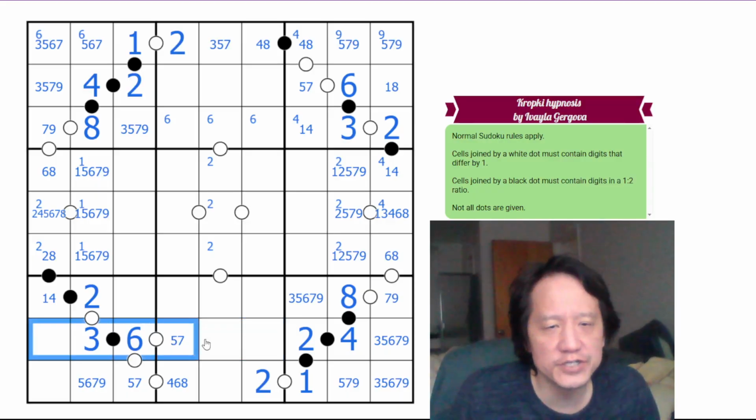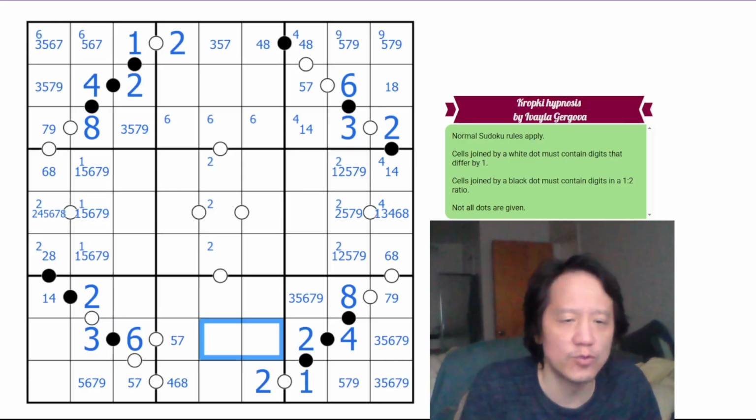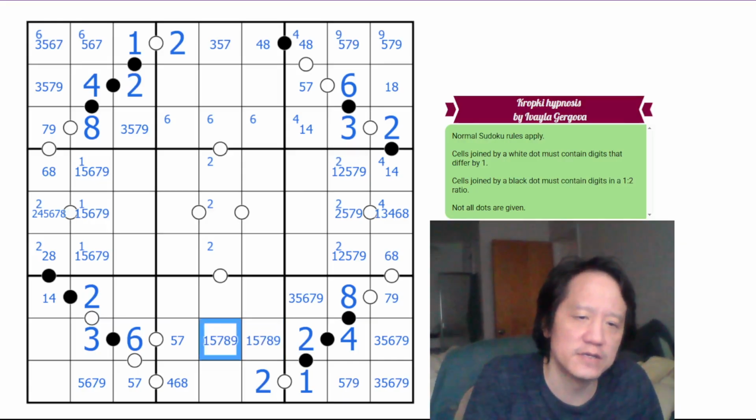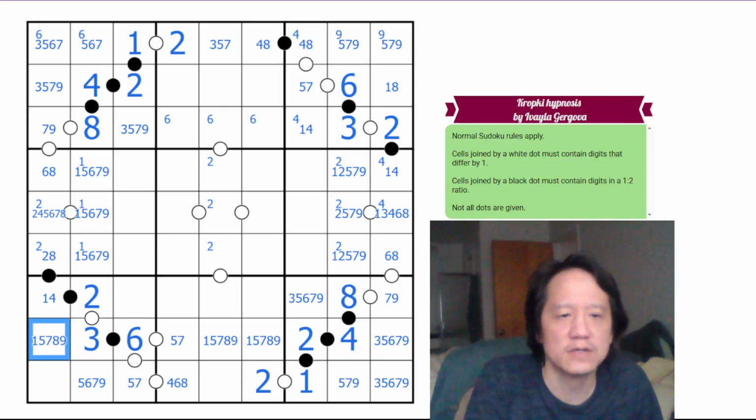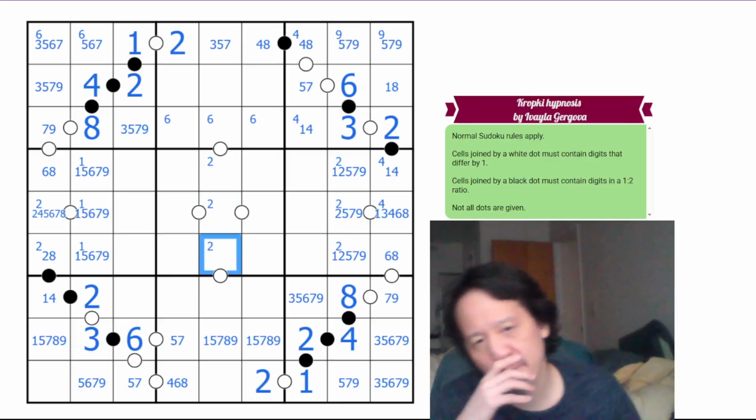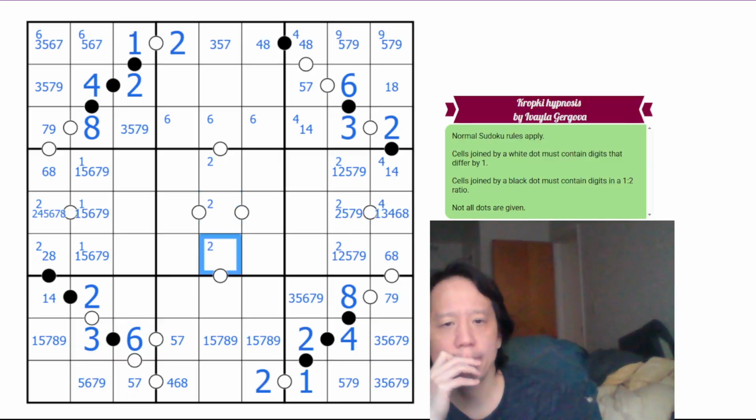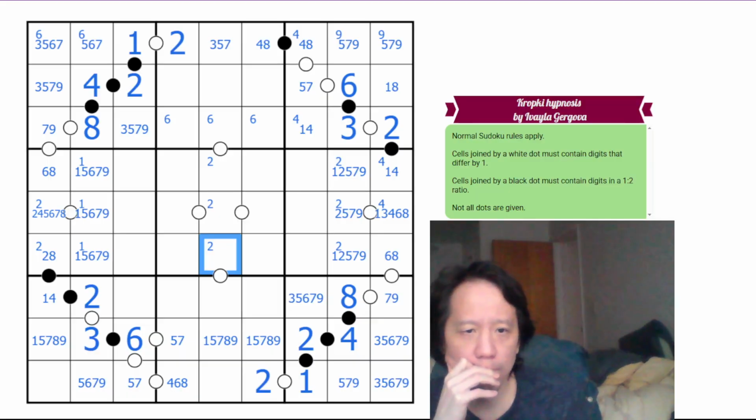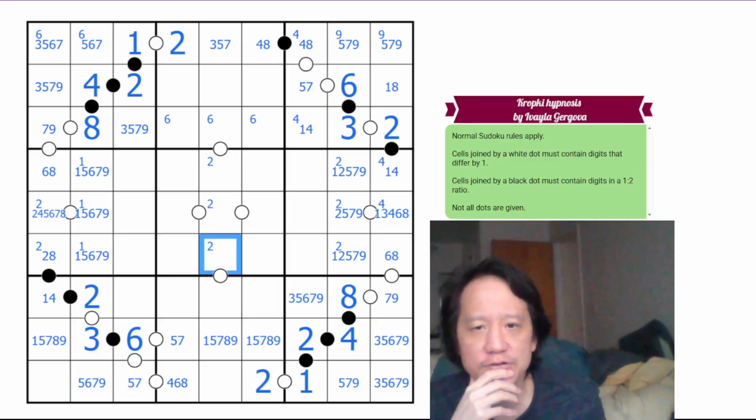What are the remaining digits in row 8? We have 1, 5, 7, 8, 9. Okay. Interesting.